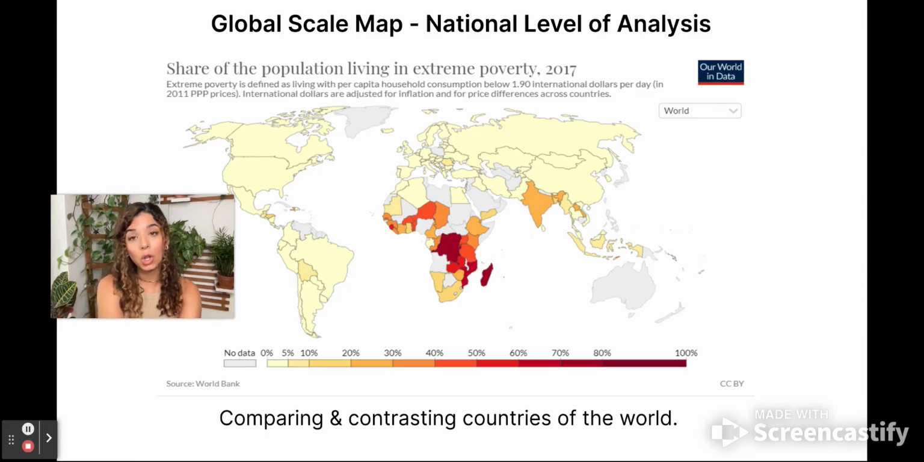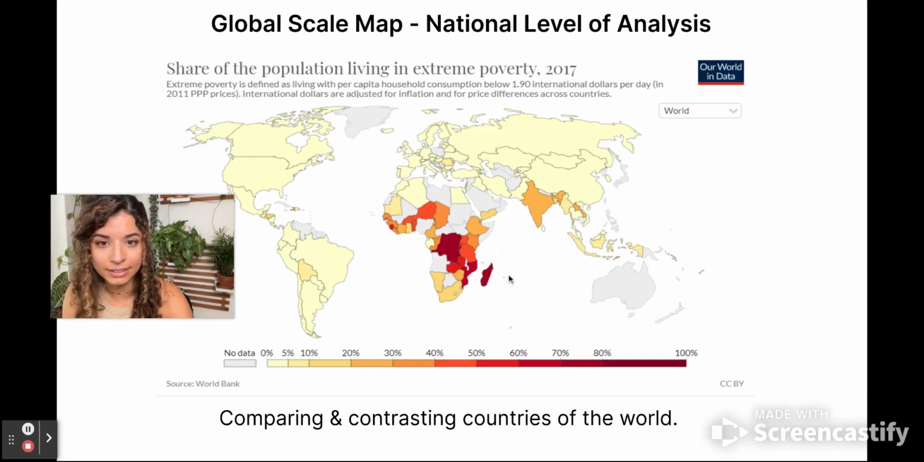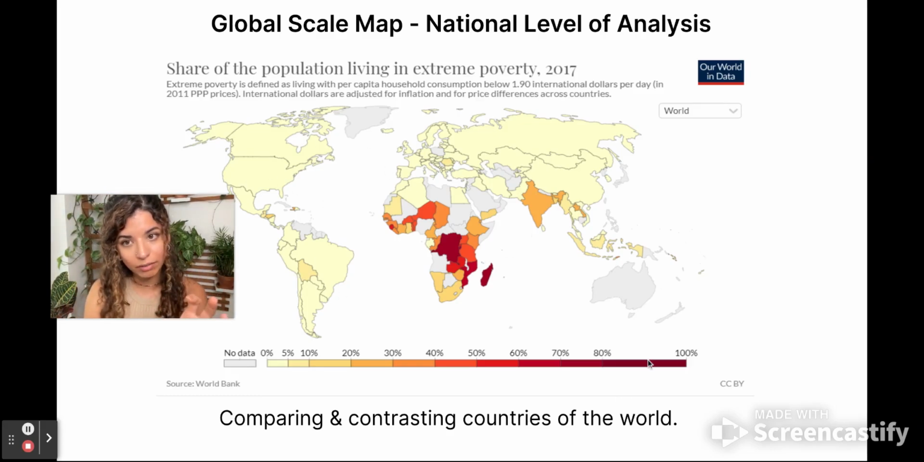So for a global scale map, then we can see national level of analysis. So this is a global map, right? Here we see the whole globe, right? It's political. We can see the lines dividing country by country, and the data is represented at that national level. Okay, so this is looking at population living in extreme poverty.